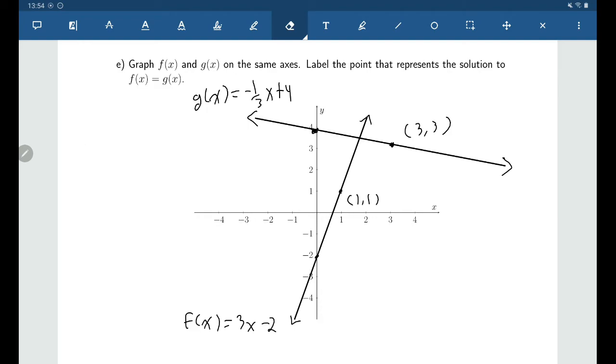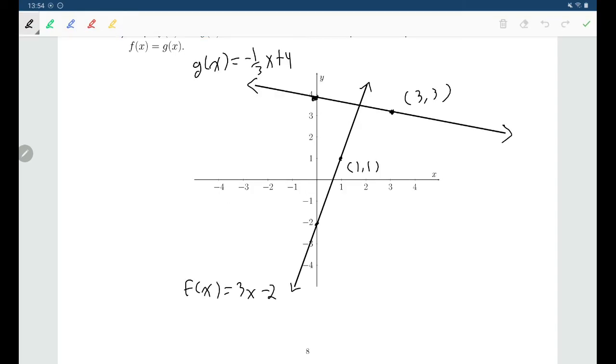So I have my equations labeled, I have their points labeled, and here the other part that we're going to label is this point of intersection where the two equations cross each other. And that's supposed to be at 9/5, 17/5. There we go.